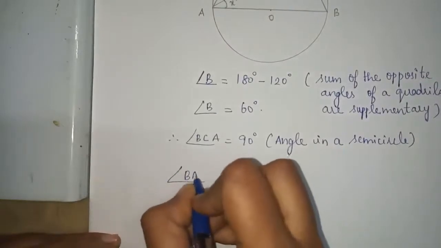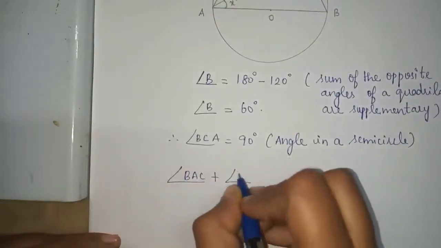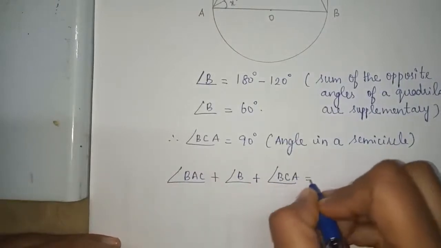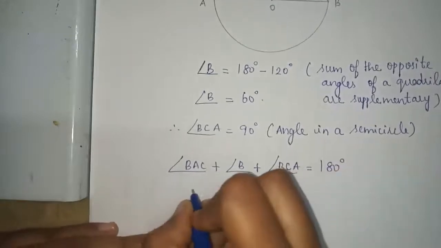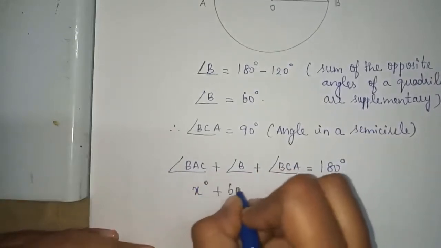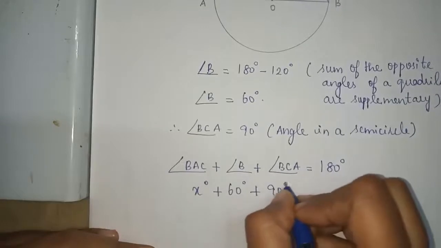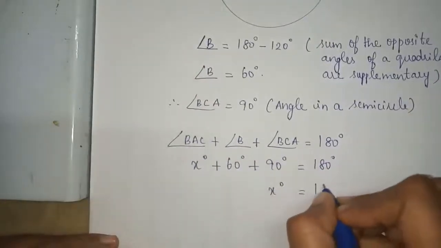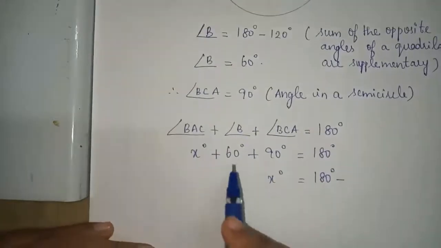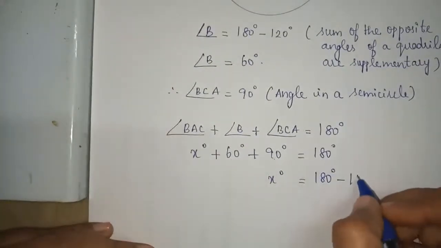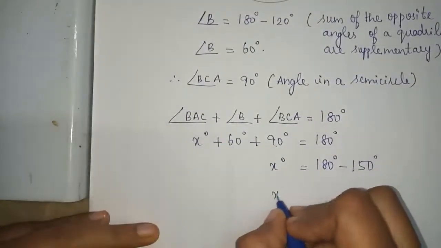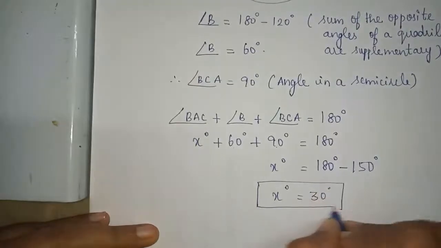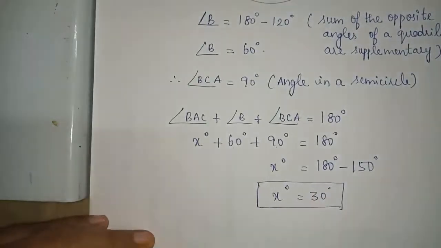Therefore, angle BAC plus angle B plus angle BCA is equal to 180 degrees. So x degrees plus 60 degrees plus 90 degrees is equal to 180 degrees. Therefore, x degrees is equal to 180 degrees minus 60 plus 90, which is 150. So we get x degrees is equal to 30. Therefore, we find the value of x is 30 degrees.